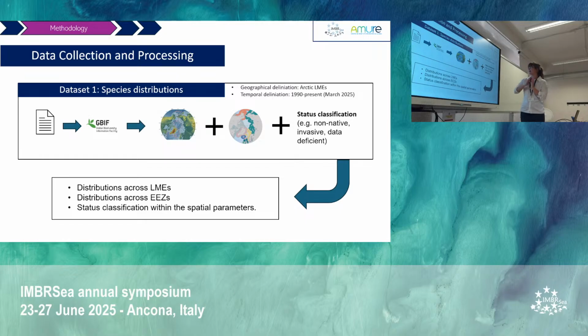And additionally, I had to include status classification data wherever it was available in order to be able to exclude any native occurrences, any species that occurred within their native boundaries. What we're left with then is non-native, not exclusively native, species distributions across the LMEs, their distribution across the EEZs, as well as their status classification within these spatial parameters.